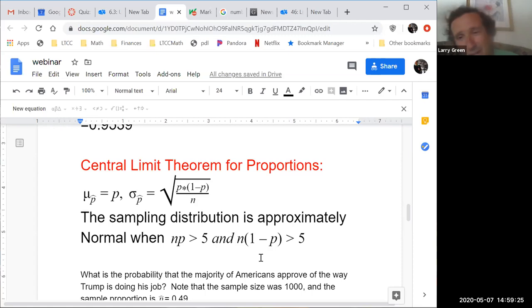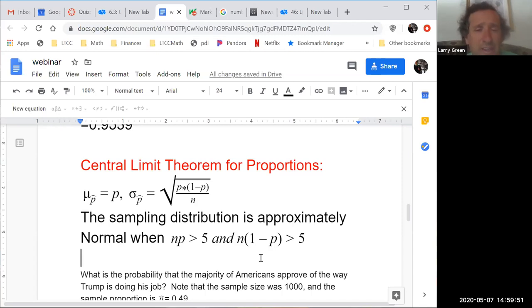Okay, possibly not 30, but the one that everyone gets confused is, not 0, is not 30. It's 5, okay? So you have to have n times p and n times 1 minus p greater than 5. Do not say that n is greater than 30, so therefore we don't have to assume normality. Does that make sense?